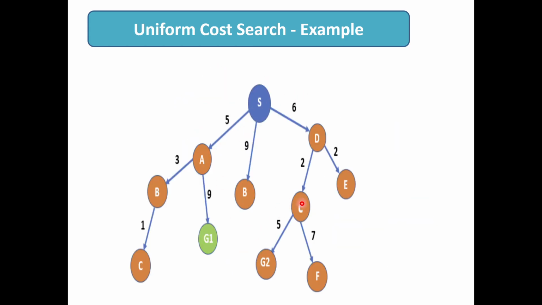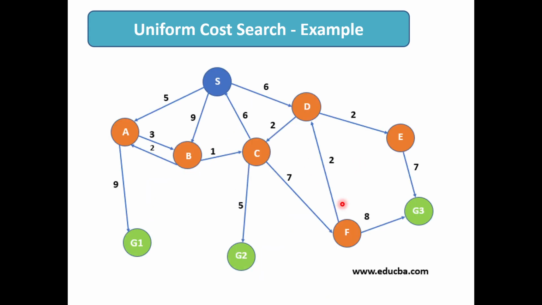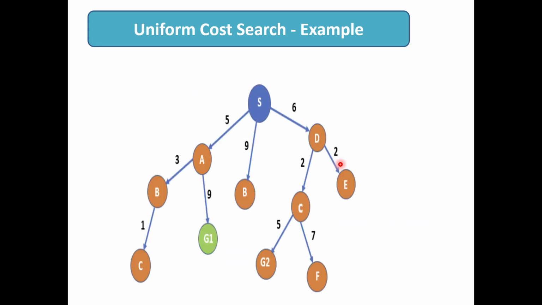Here we have A, B and D. The C is having an arrow like this, C to S. There is no arrow from S to C. So here we have S to A, B, D. Which is the minimum cost: 5 or 9 or 6? 5 is the minimum cost. So A is going to be expanded.